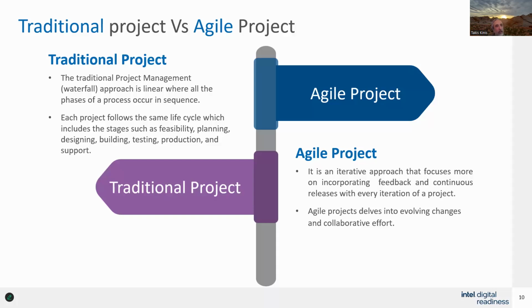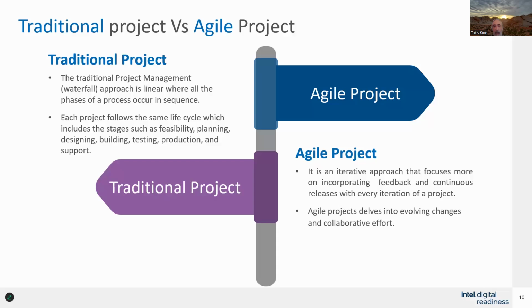right? That approach has allowed a lot of companies to do well, and think about how AI operates. If you have a really quick approach to adjust your plans, it works really well, and that's why it works really well for AI. So look at the terminology here. It's an iterative approach. Iterative means there's repetition in it, but it focuses more on incorporating feedback and continuous releases with every iteration of the project. So they don't wait years to release something. They do it all the time, right?